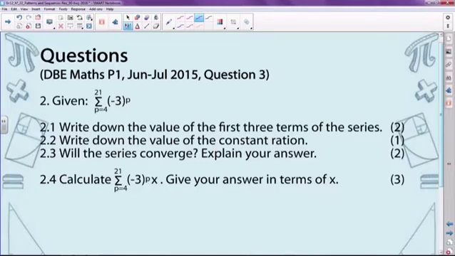We are given sigma, which means we are finding the sum. So given that the sum from p is equal to 4 to 21 of the series minus 3 to the power of p, write down the value of the first three terms of the series. Well, you notice that you've been given the series that you are dealing with. You see that p is starting from 4.